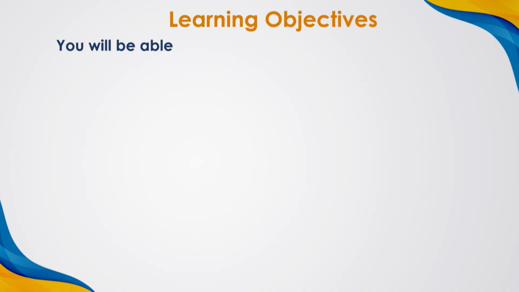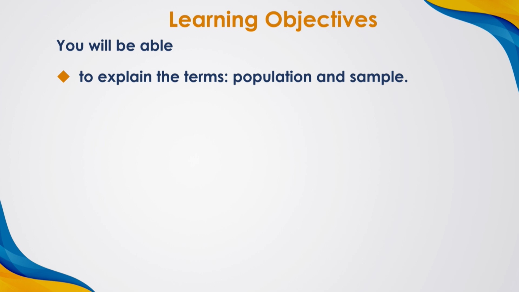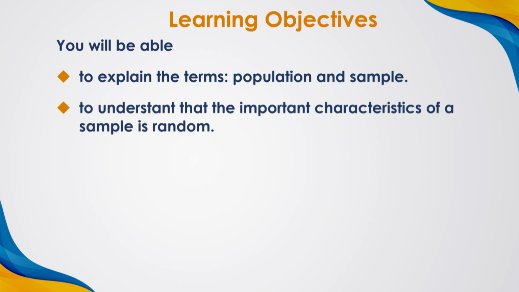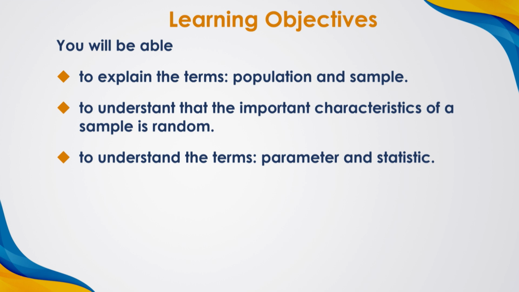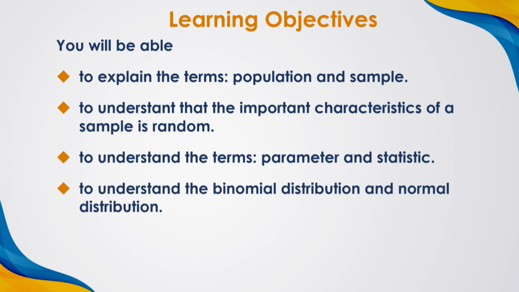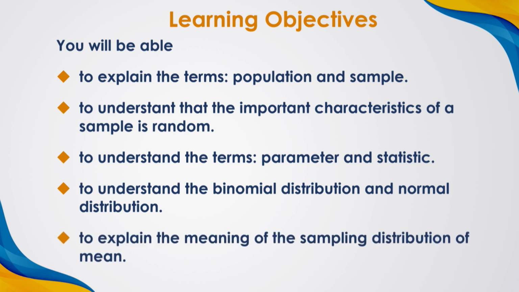The learning objectives: you will be able to explain the terms population and sample. To understand that the important characteristics of your sample is random. To understand the terms parameter and statistic. To understand the binomial distribution and normal distribution. To explain the meaning of the sampling distribution of mean.